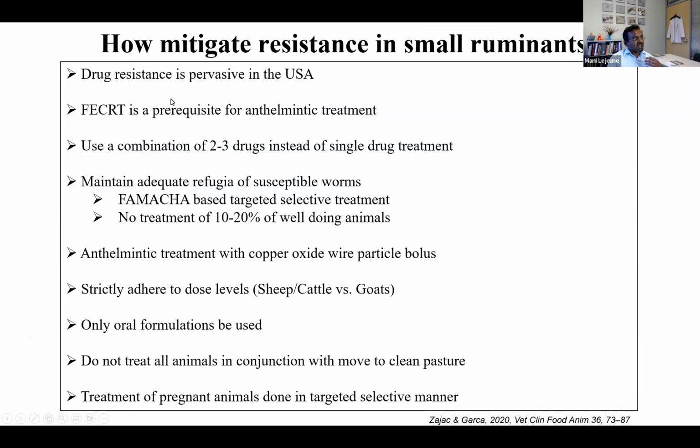And the last slide is how to mitigate resistance in small ruminants based on the fecal egg count reduction test. We must acknowledge that drug resistance is present in many forms in the US, especially in small ruminants, and the fecal egg count reduction test is a prerequisite before you even think about anthelmintic treatment.